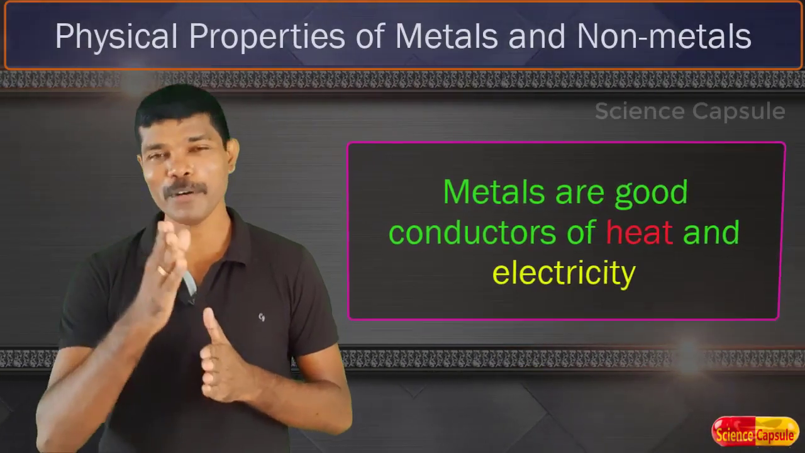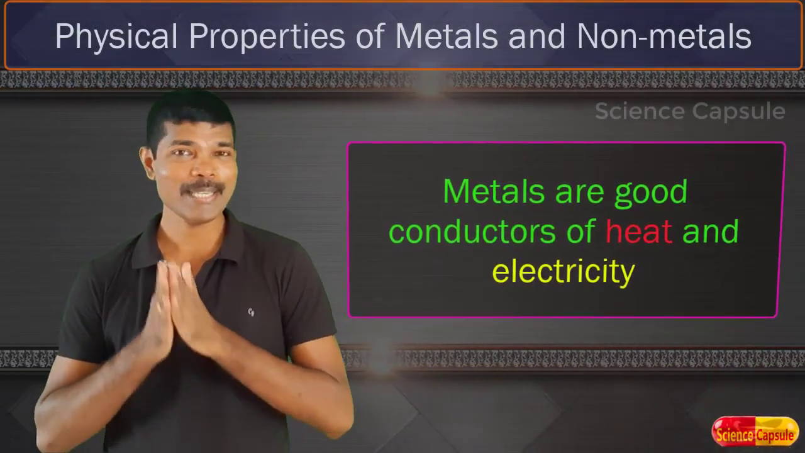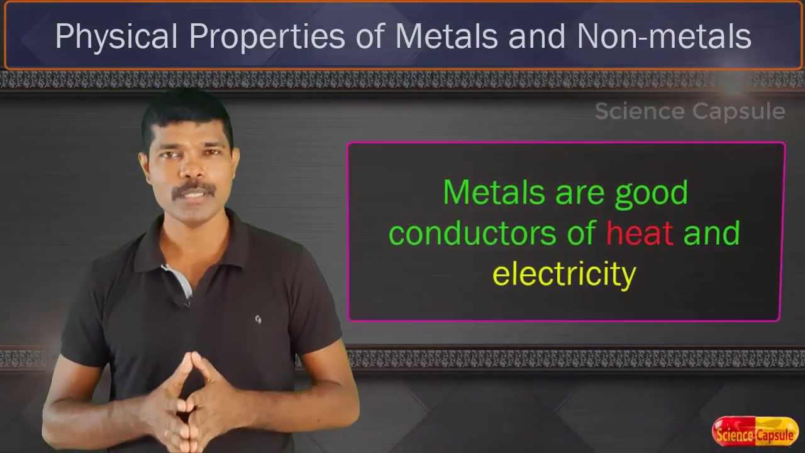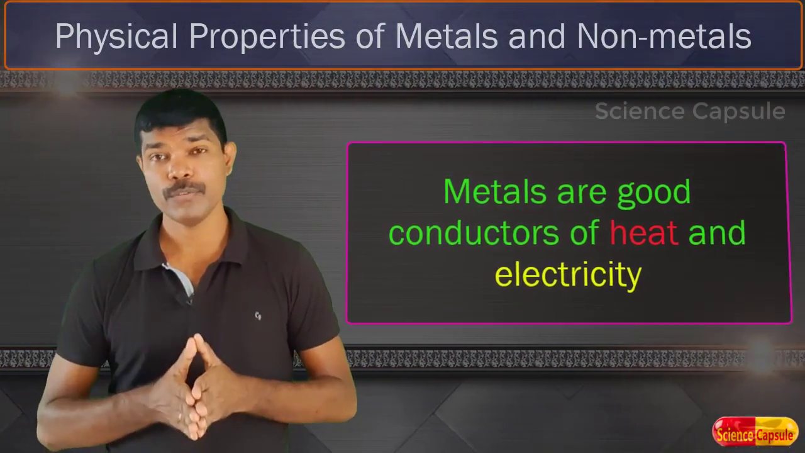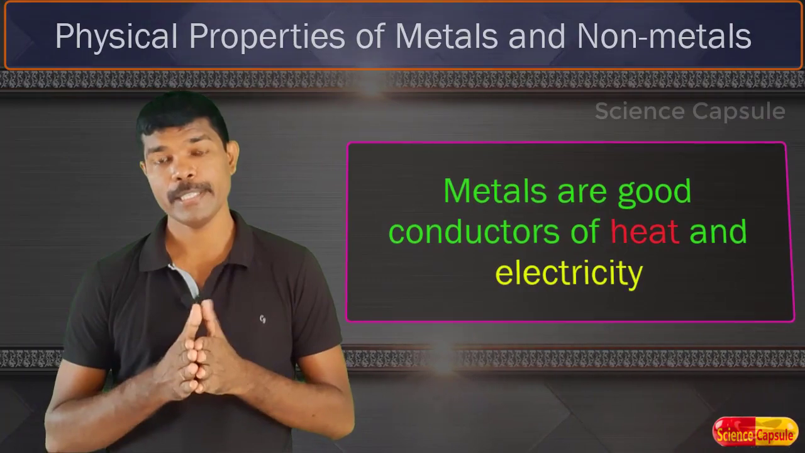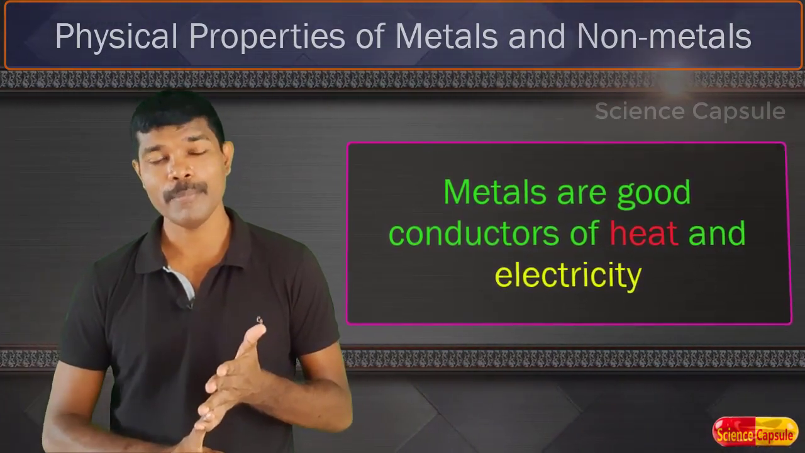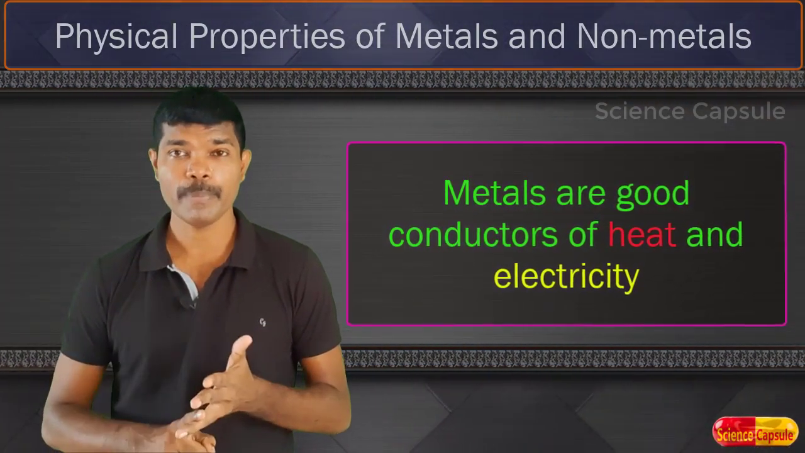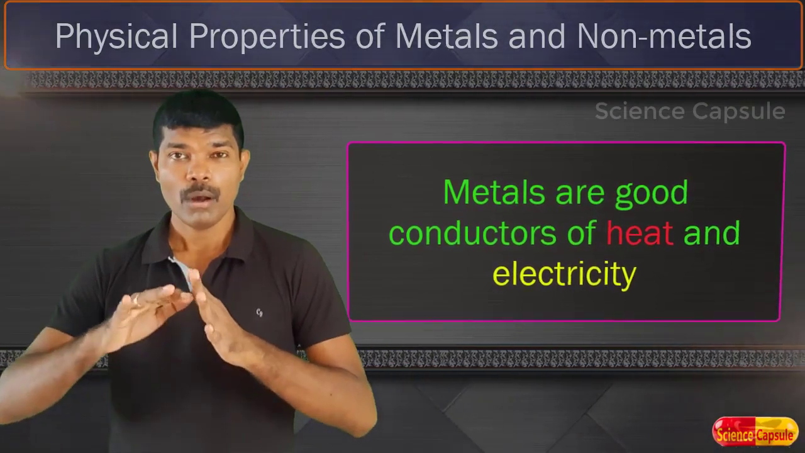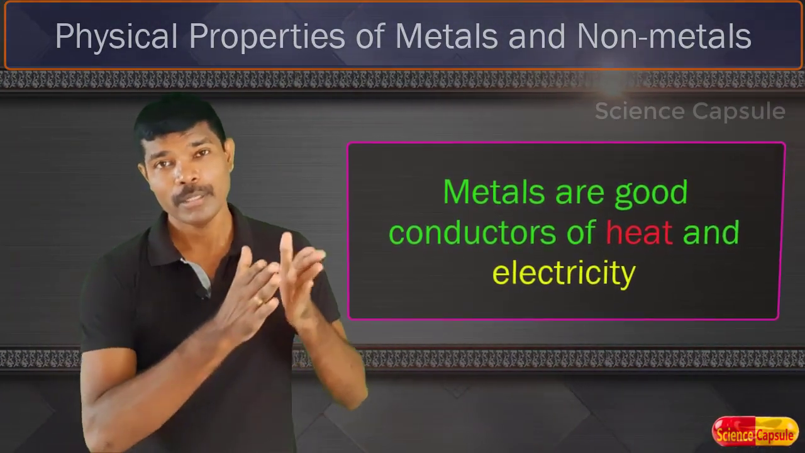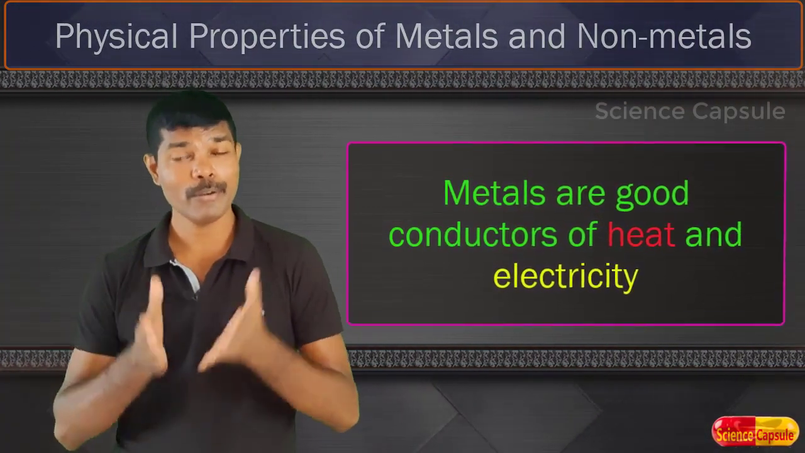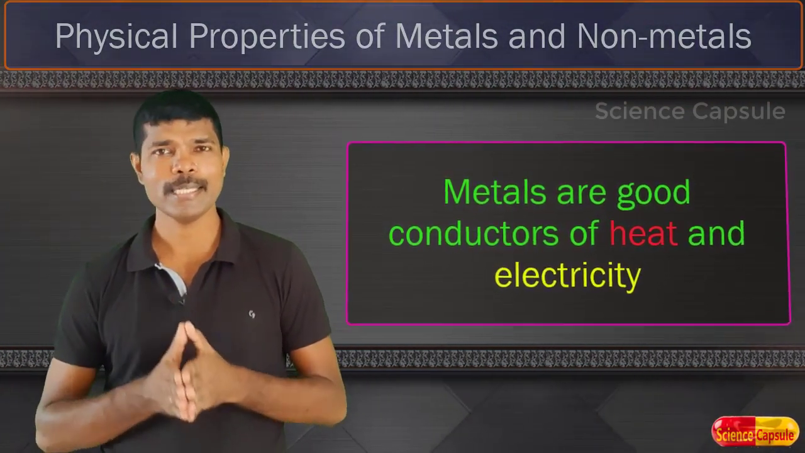The next important physical property of metals is that they are good conductors of heat and electricity. Because of this property, the electrical wires which we use are made of metals. They are made of aluminum, they are made of copper. So all these are metals. Why are metals used for electrical wires? Because they are good conductors of electricity.